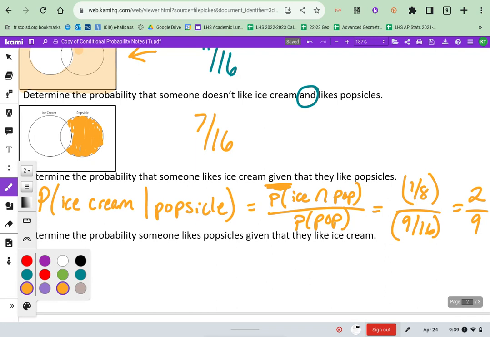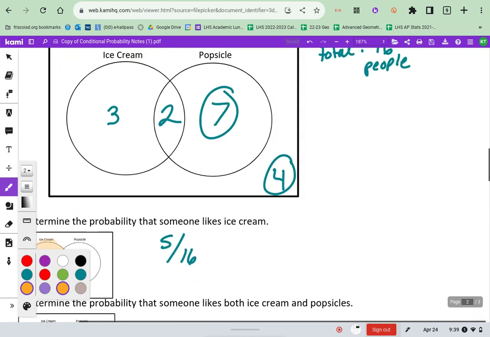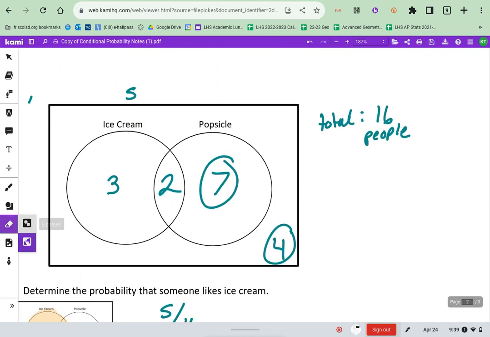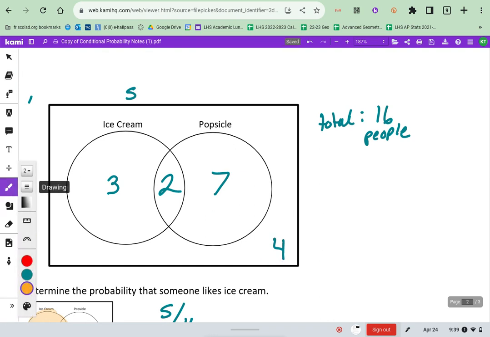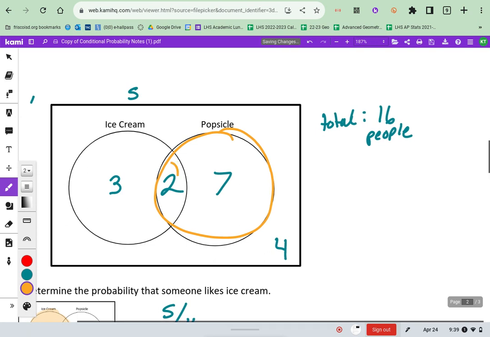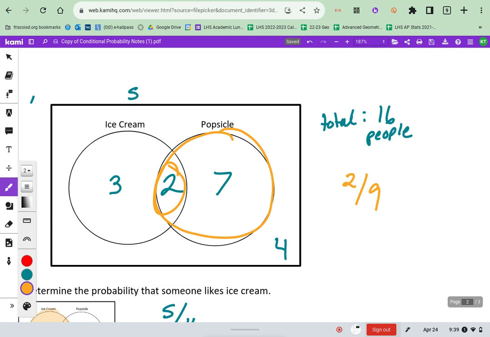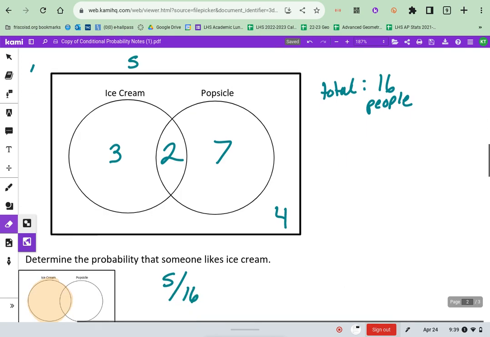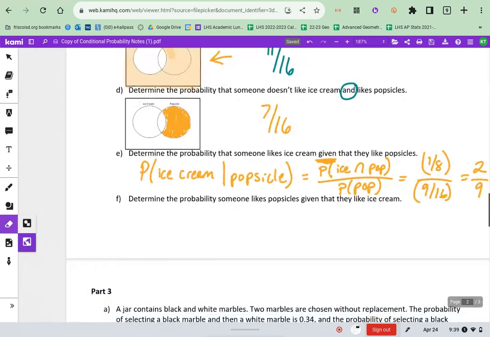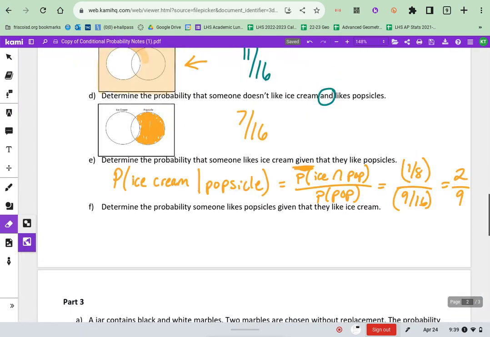We could have done this also just by looking at our Venn diagram here, because given they like popsicles, we're only looking at the popsicle circle. How many of those people also like ice cream? 2. So 2 out of 9 total people in the popsicle circle. So formula or Venn diagram gets you the same thing. Okay, go ahead and try the last one on your own. You can pause the video and then unpause it when you're ready to check.